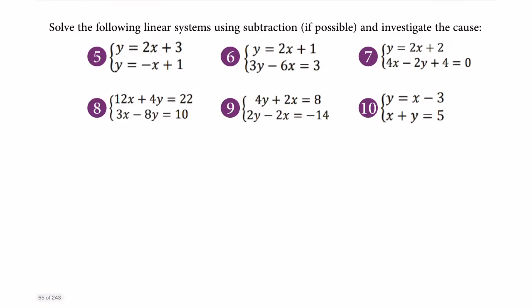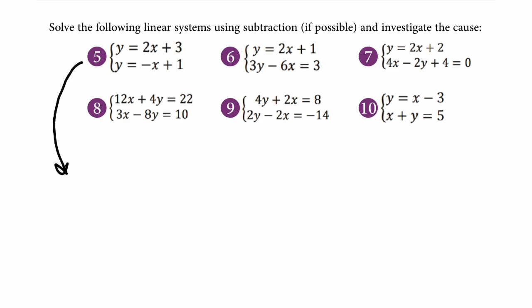Okay, the other question says to solve the linear system using subtraction. Subtraction is what? Subtraction, it says, is elimination. Okay, subtraction is that you do something to it. So it's the same procedure as the others. I'm going to answer 2 of the questions and leave the other for you to do by yourself.